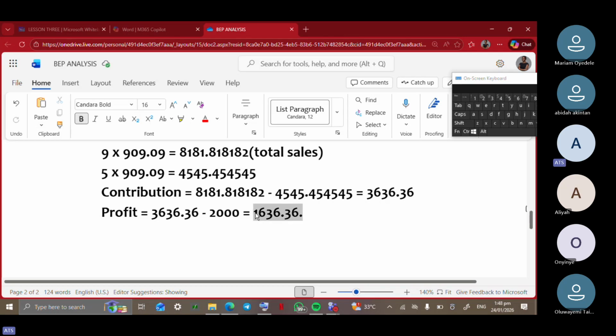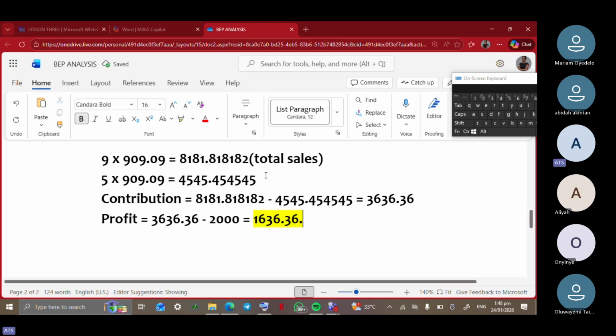Want to check if this profit here is equal to 20% of this sales here. So I need somebody. What is 20% of this? 20% of your total sales is what? 1636.36. Are we correct? Yes, ma'am. So now ask questions. Yes. Ask the questions.